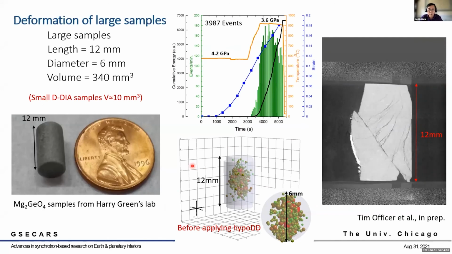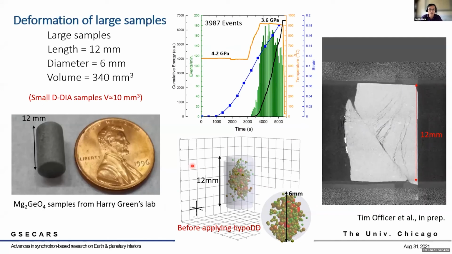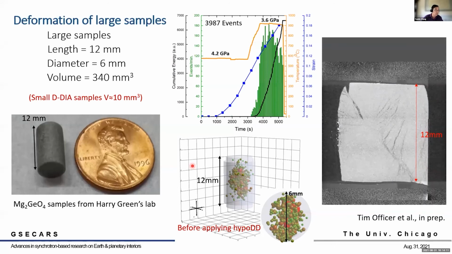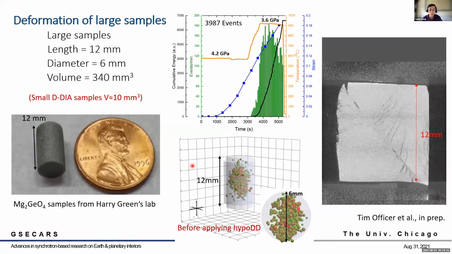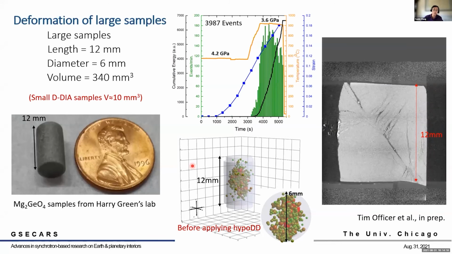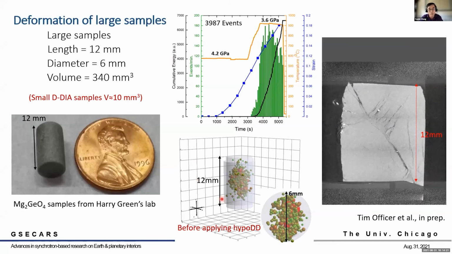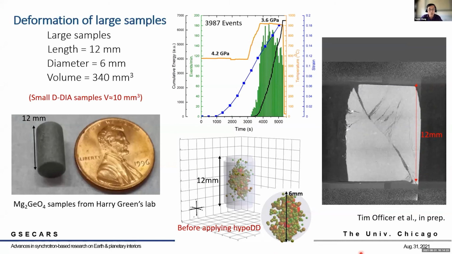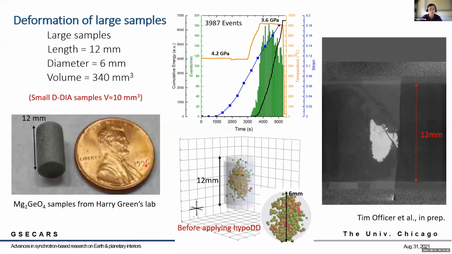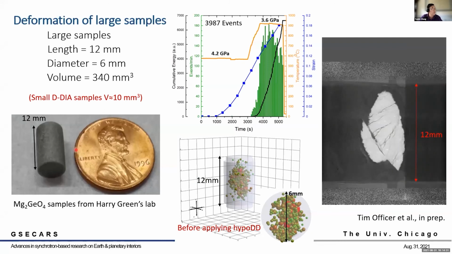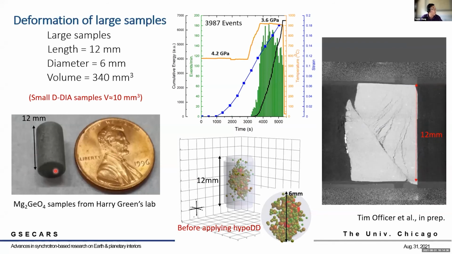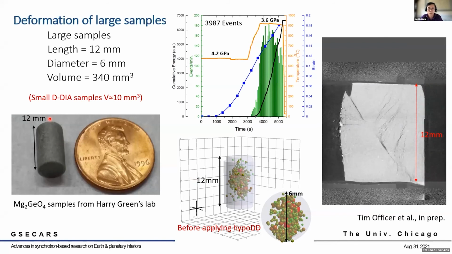And Peter was talking about going smaller and smaller in sample size. One of our directions is actually going larger and larger in sample size to bridge the gap between high pressure mineral physics and low pressure communities such as rock deformation communities and critical zone studies. We've developed large cell assemblies in the D-DIA 30 to conduct several experiments on transformational faulting. Here is again the Mg2GeO4 sample, but it's 6 millimeters in diameter and 12 millimeters long. The sample is from Harry Green's lab.